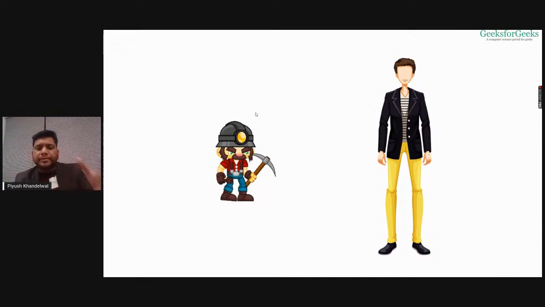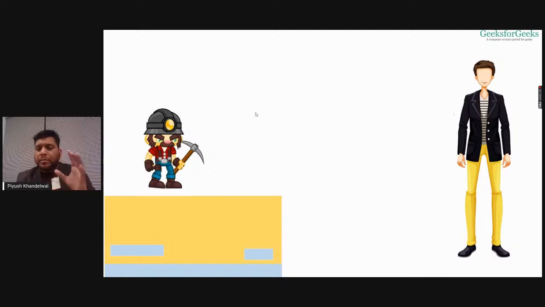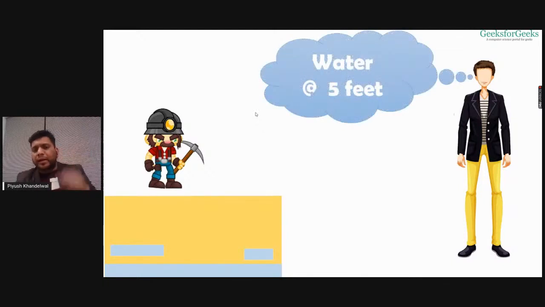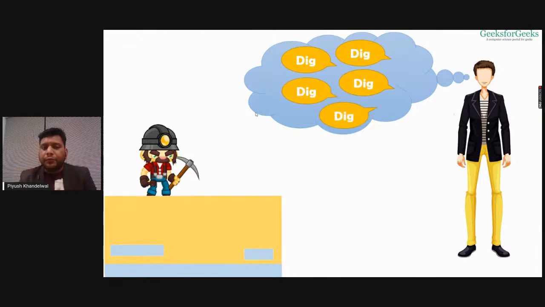This is a digging robo. Whenever I give it the instruction dig, it hits the hammer on the ground and digs 1 foot of the ground. Now suppose I think I'll get the water at 5 feet below the ground. So what will I have to do? I have to instruct my robo to dig 5 times, because when I say dig one time, it will hit the hammer and dig out 1 foot at a time. So to dig out 5 feet, I'll have to say dig 5 times to this robo.